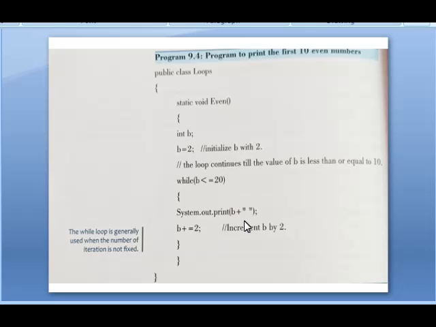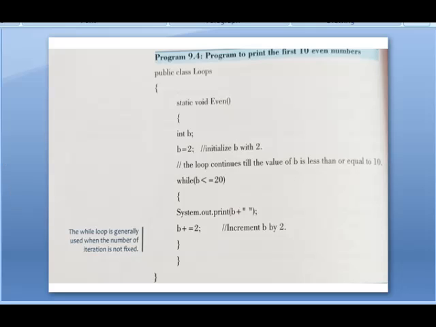Then it will increase the value by 2. 4 plus 2 is 6. Then 6 less than or equal to 20. Like this it will execute the loop till the value of b becomes 20. If the value of b is greater than 20, it will terminate the loop. The while loop is generally used when the number of iterations is not fixed.